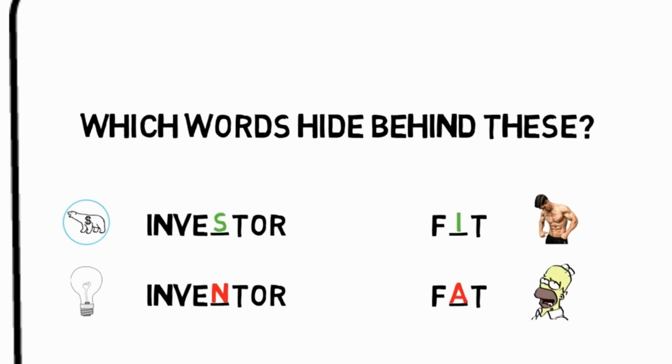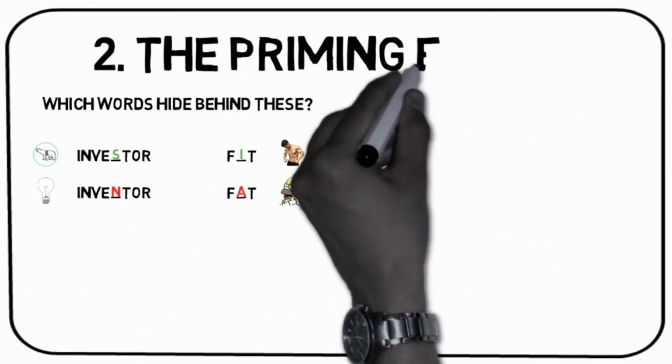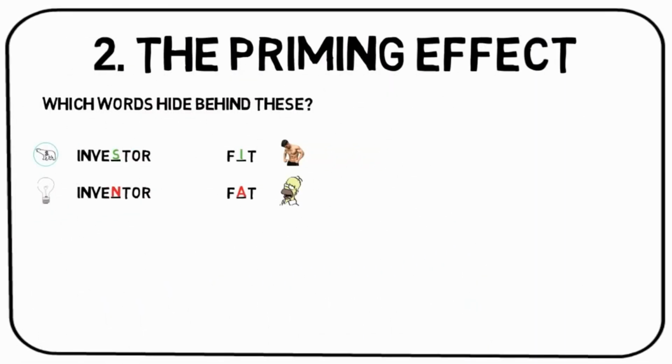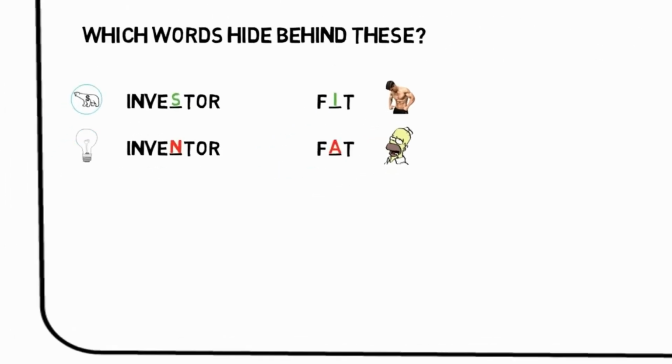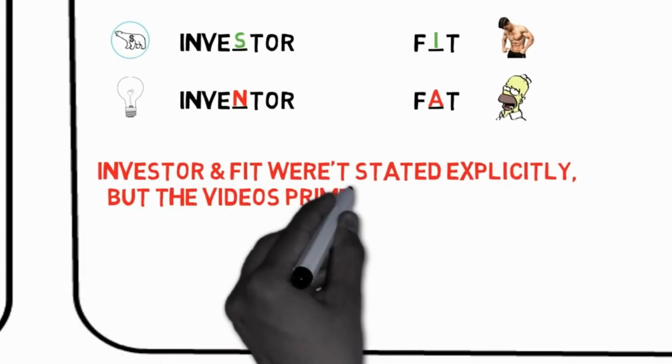The reason why you're inclined to choose investor and fit is called the priming effect, and that's our second takeaway. Moments before I showed you the fragmented words, you watched a couple of cuts that were related to the subjects of fitness and investing. Although the words investor and fit weren't stated explicitly, they primed the idea of them.